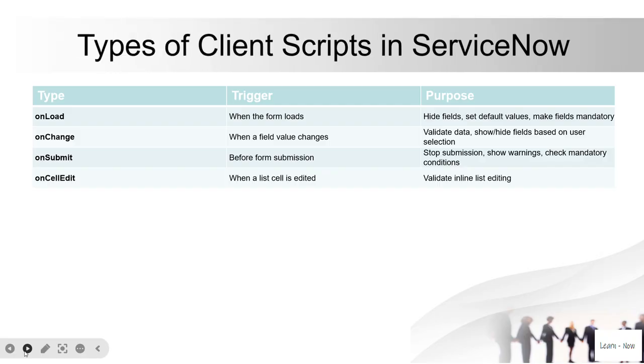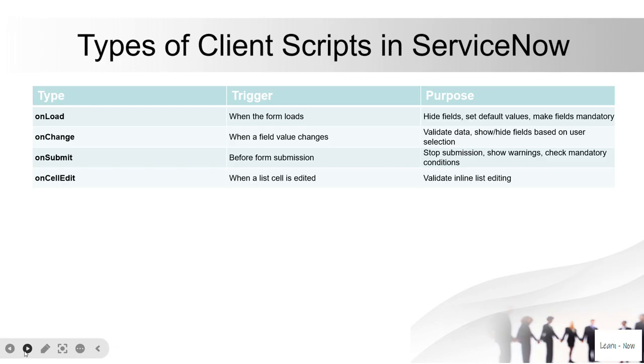So what are the different types of client script? Generally there are four types: onLoad, onChange, onSubmit, and onCellEdit. So onLoad client scripts. What is the trigger condition for that? When the form loads. So when the form loads, this client script will be executed. What is the purpose? Hide fields on loading. We will check the conditions, and based on that condition, we can hide the field. Set default values, make a field mandatory. So these are the things that we can do in onLoad.